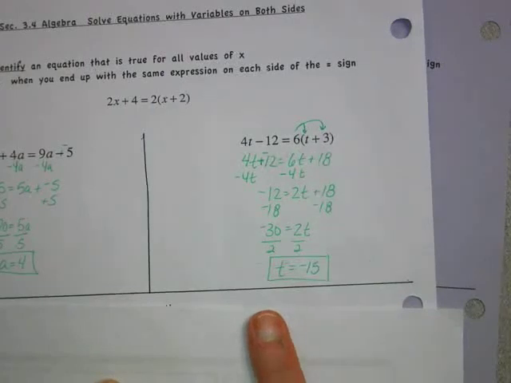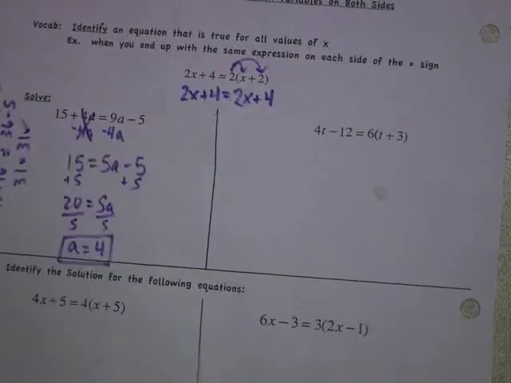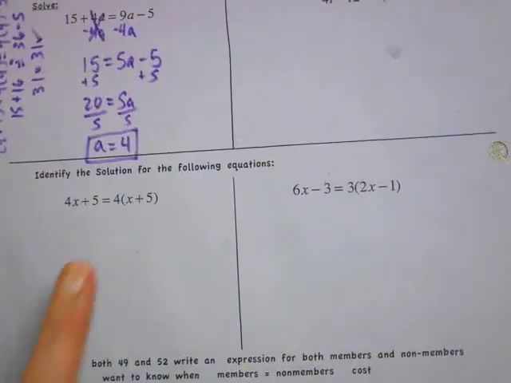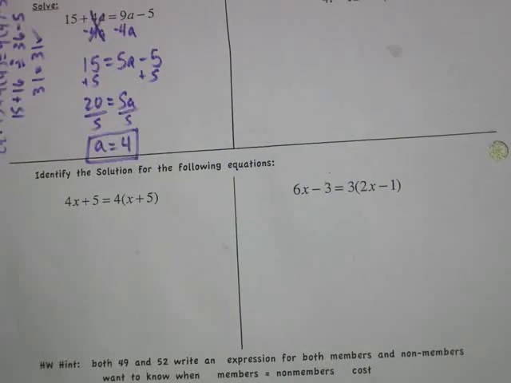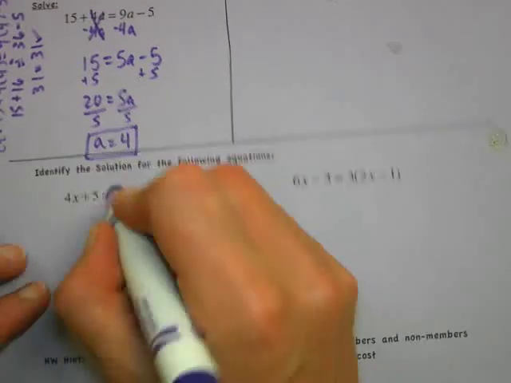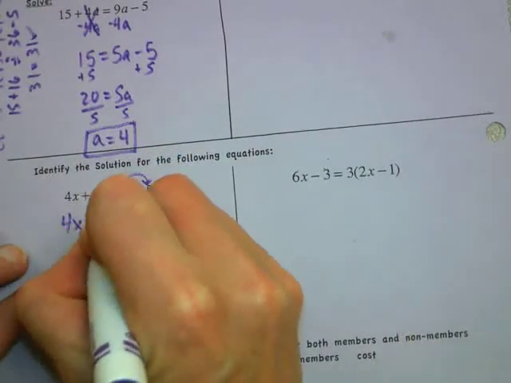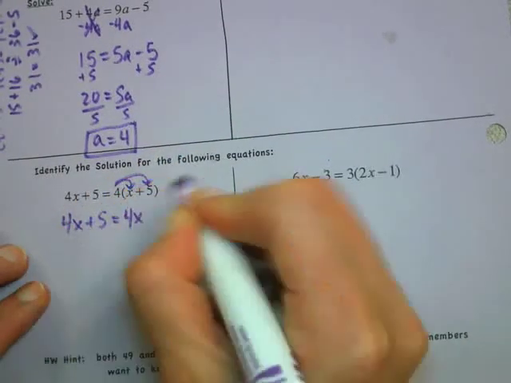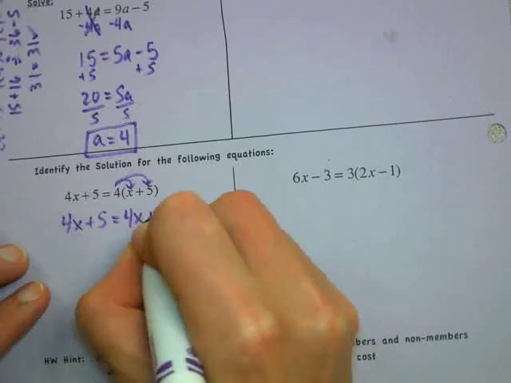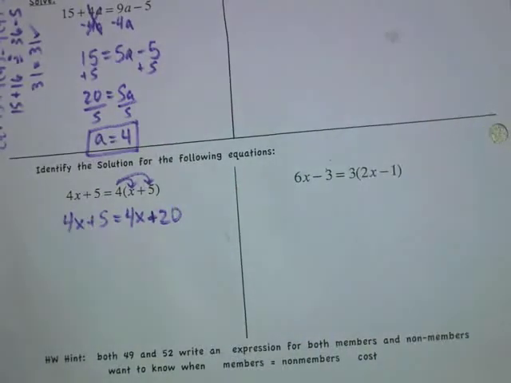Okay, so now we're going to move down to this one. Identify the solution of the following equation. So what I'm going to do here is distribute. First of all, you probably noticed that's my first step. So it's 4x plus 5 equals 4x plus 20. It looked like it was going to be plus 5 like we had up there where it matched, but it didn't match. They're slightly different.